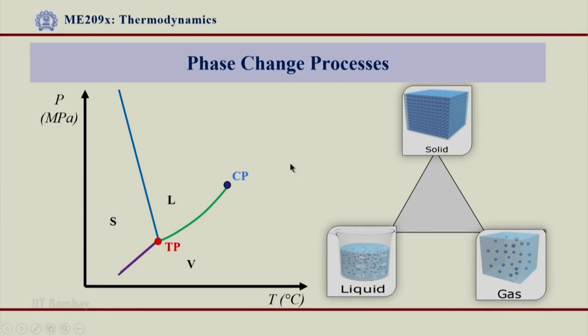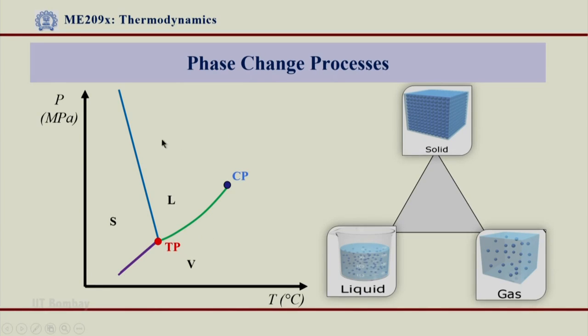So, welcome back. After having understood the PT diagram where the phase transition lines are given, where the phase transition can be understood, let us now see the phase change processes that take place when you get a phase transition from solid to liquid and liquid to vapor.